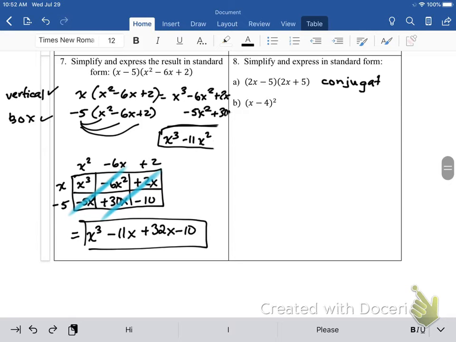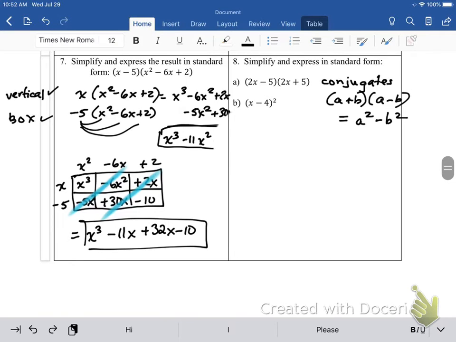C-O-N-J-U-G-A-T-E-S, conjugates. And conjugates are when you have a sum and a difference of the same two numbers, the same two terms, I should say, a and b. So we have a 2x and a 5, but one's 2x plus 5 and one's 2x minus 5. There's always going to be a pattern with that. The pattern for that is that when you multiply it, it comes out to be the first term squared, take away the second term squared.